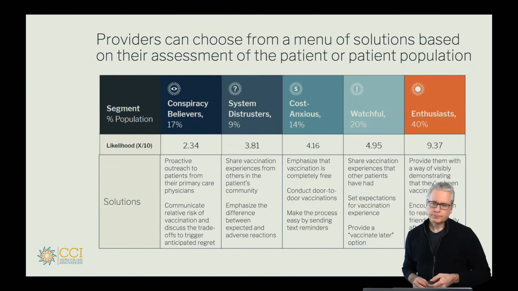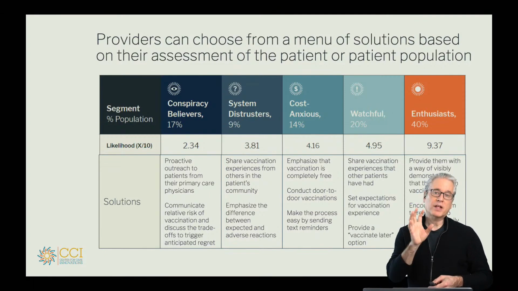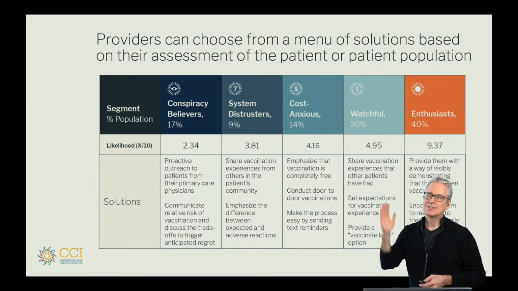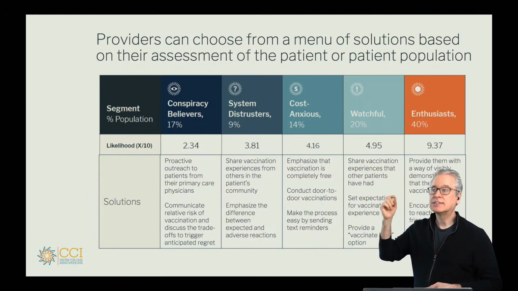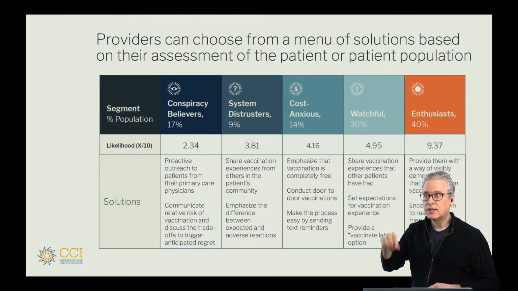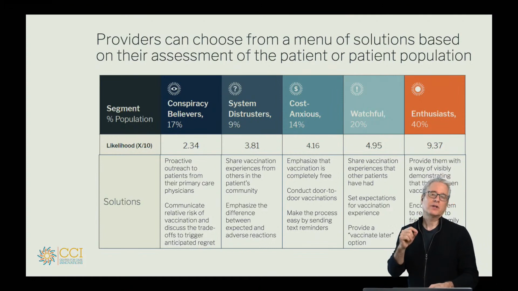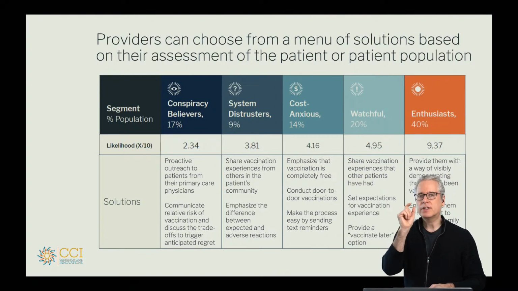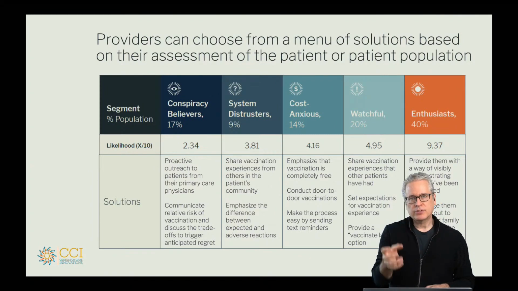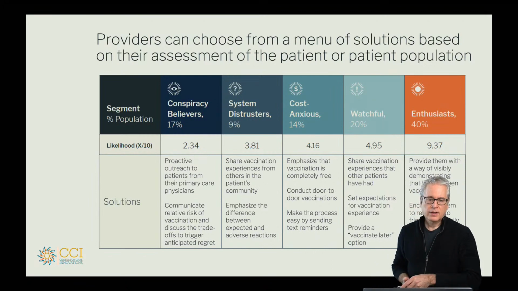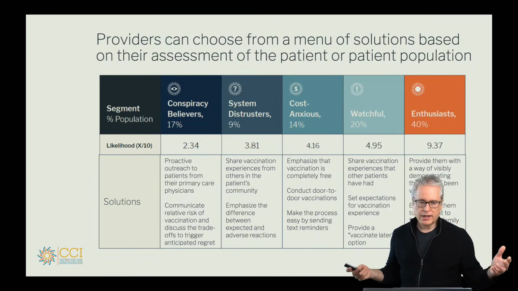So here they are, and this is a simple chart, but it's not a journey map. So these aren't stages. These are the personas up at the top, right? And so conspiracy believers, system distrusters, cost anxious, watchful, and enthusiasts. And I just want to emphasize that, see how they're using the title of it to give you the essence of what that persona is all about. And then they give some likelihoods of the percentage of people that are falling into those categories.